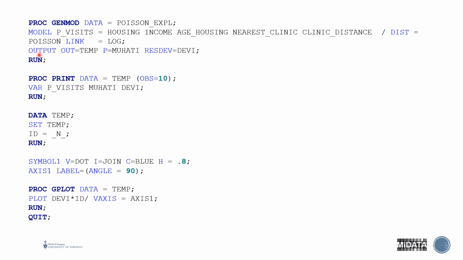This out here for the output, and here your mu hat for i, and your residual deviance, we're going to call devi, and we're going to use these in order to calculate the deviance. This is just to print some of your data and have a peek, and this is just a temporary data set in order to be able to do the calculations for your deviance. And then we're going to plot, once we've calculated, well, what SAS calculates for us, our deviance so that we have a nice visual of whether or not we have over dispersion.